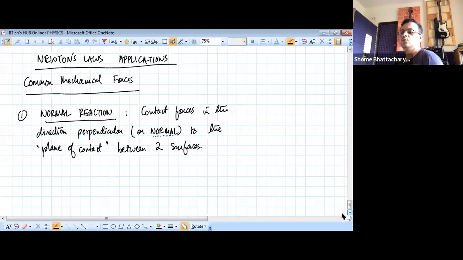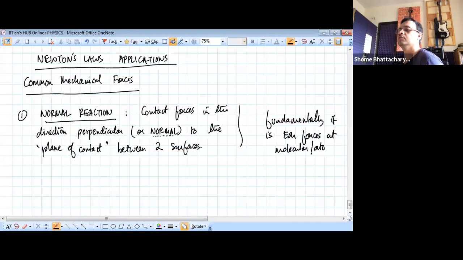Okay, so the first and most fundamental example. So written on the definition, people. Yeah, so it is, as a result of course, fundamentally we have understood it is electromagnetic forces at the molecular or atomic level.